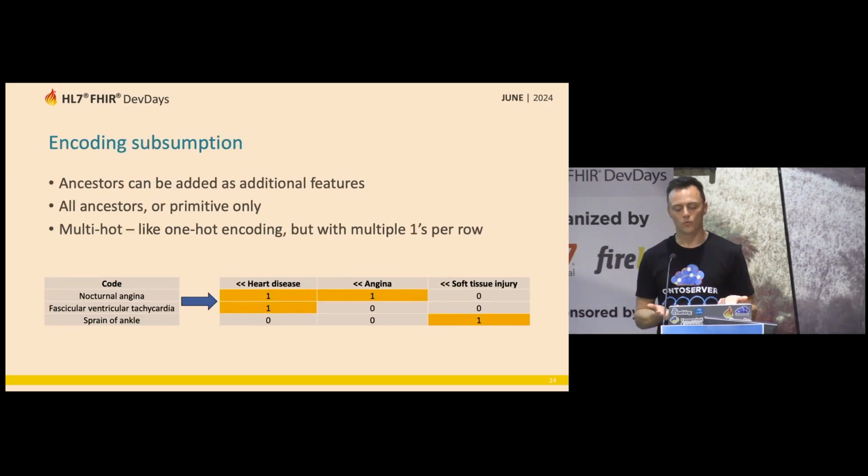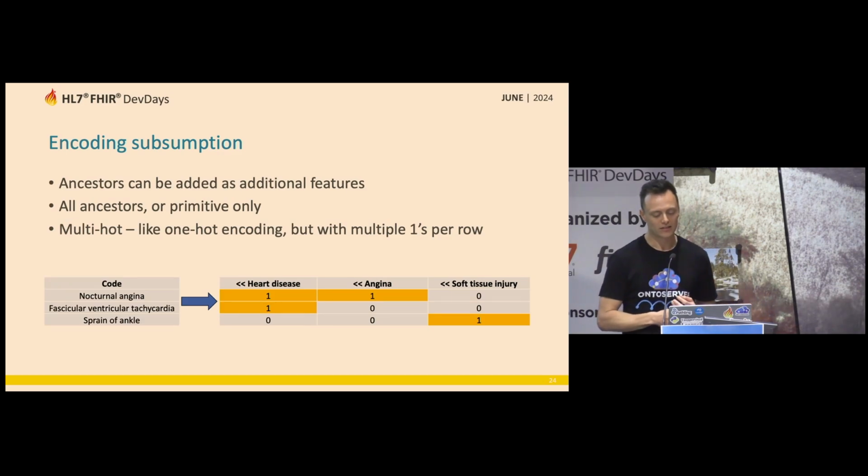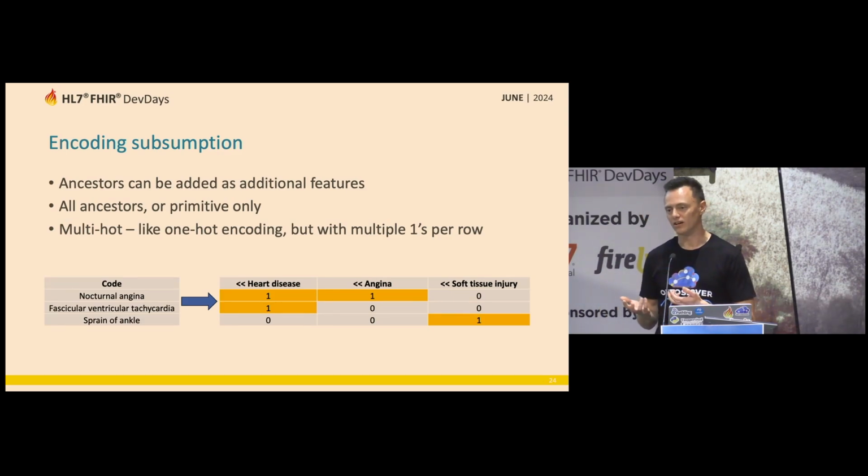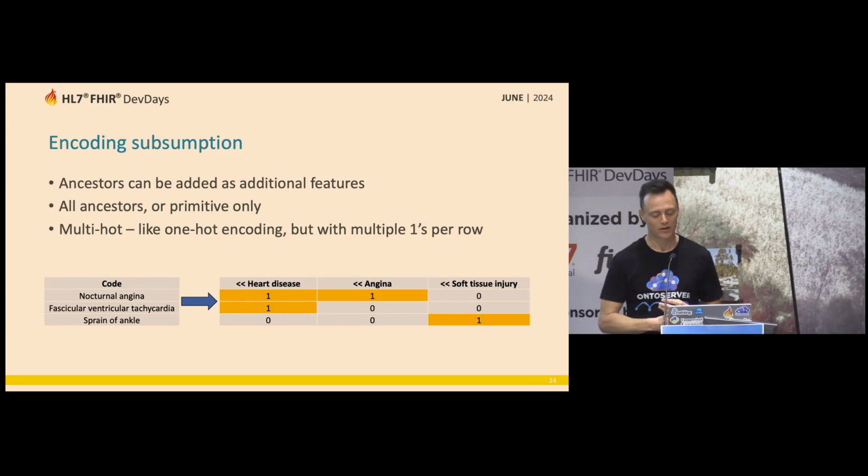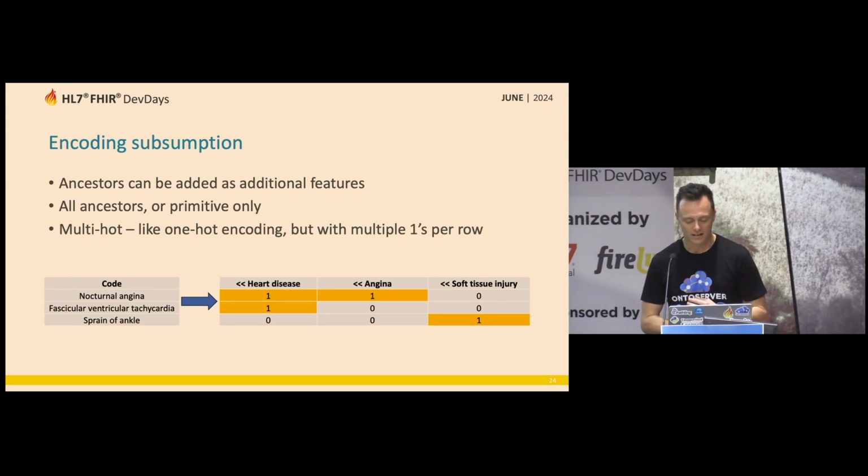We can extend the one-hot approach to include features from the terminology, such as the hierarchy. In this example, we've added additional information to convert our one-hot into a multi-hot encoding. Both nocturnal angina and fascicular ventricular tachycardia now share a feature, as they are both types of heart disease. The presence of these features allows our model to learn associations with more general concepts than those that were directly captured within the data.